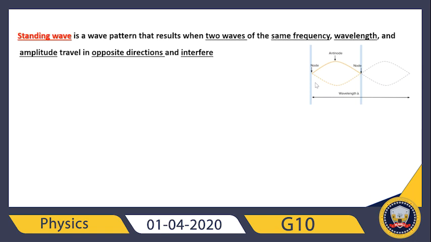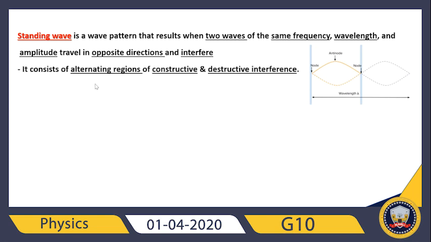So what does it mean by a standing wave? A standing wave is a wave pattern that results when two waves of the same frequency, wavelength, and amplitude travel in opposite directions and interfere, like this one.